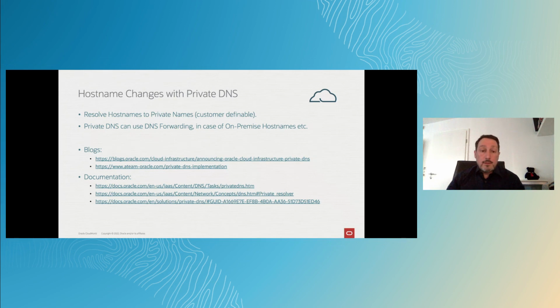Private DNS can use DNS forwarding so that your on-premise host can easily resolve everything which is happening within the cloud, no matter how the redirection for your load balancing is working. There are a lot of good blog posts about this, so I will not go into detail. If you have any questions, feel free to reach out to the product management team.